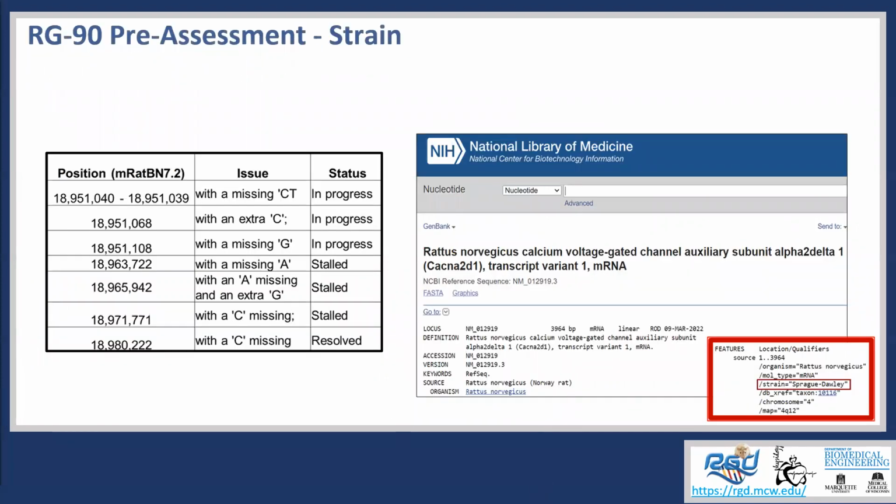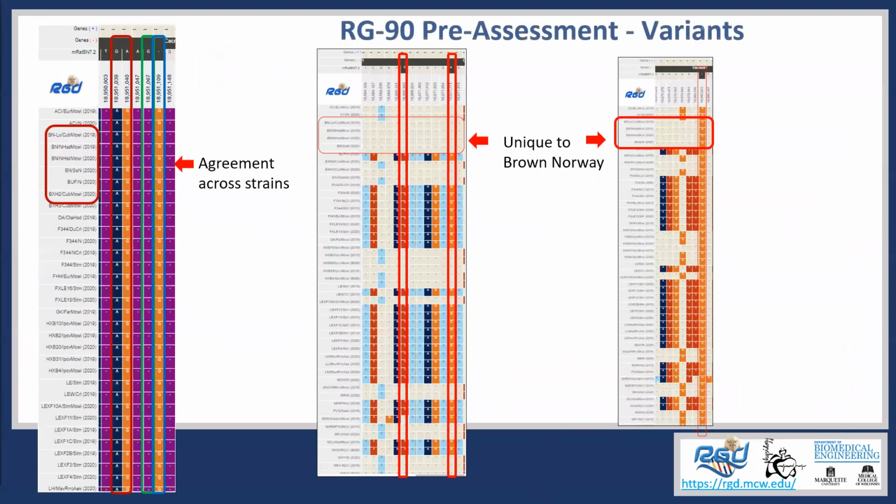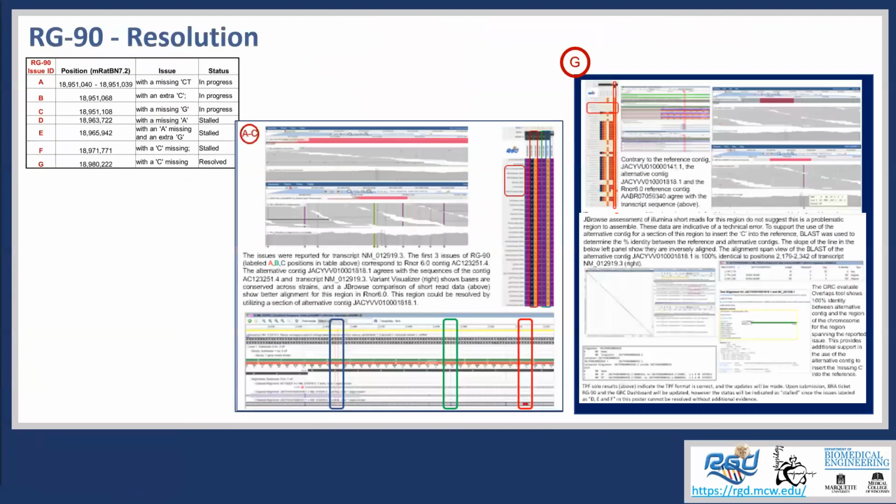RG90 is reported to have numerous indels and mismatches compared to transcript NM_012919.3, which causes frame shifts in the encoded protein. The results of the first step of the pre-assessment indicate the reference is also based on the Sprague-Dawley strain. Variant Visualizer provides data for 6 of the 7 issues reported in Ticket RG90. Data show there are both common and unique variants to the Brown Norway strain.